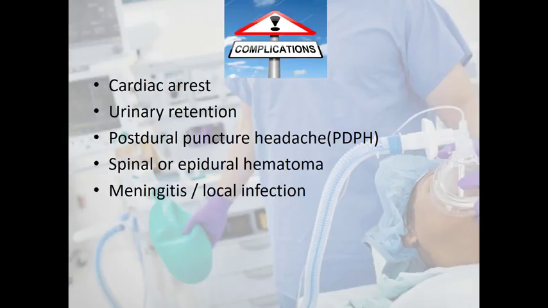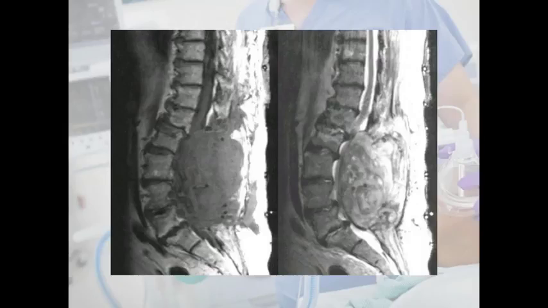Meningitis and local infection: of course we have to avoid this whenever there is local infection. And not only this, whenever we are performing these neuraxial blocks, we should ensure sterility of the procedure. You can see here the MRI after hematoma. You can see this is the hematoma.